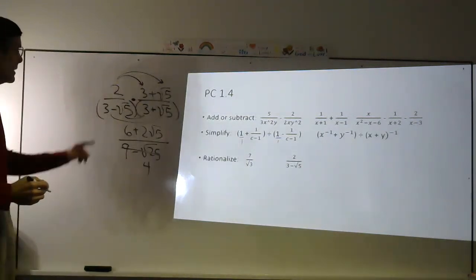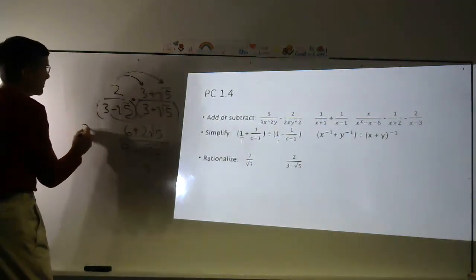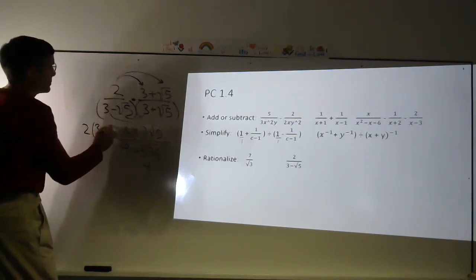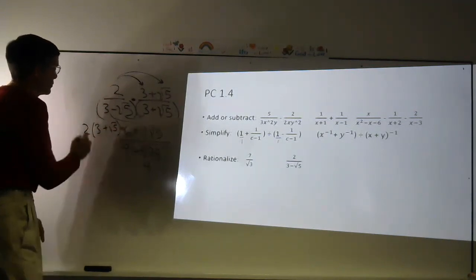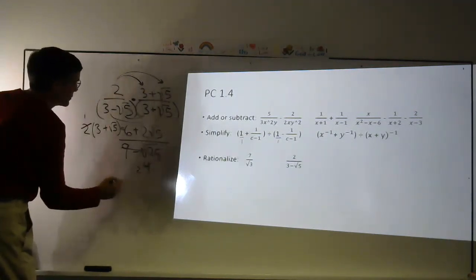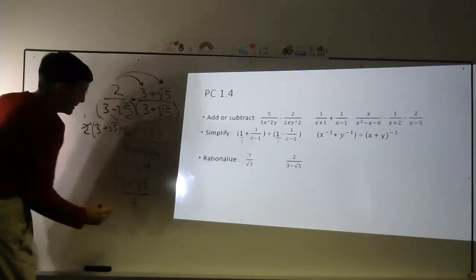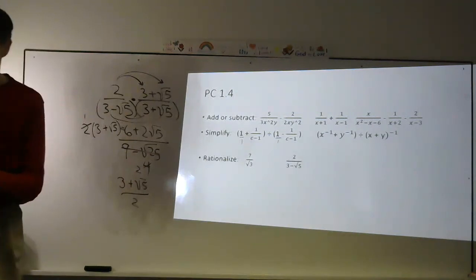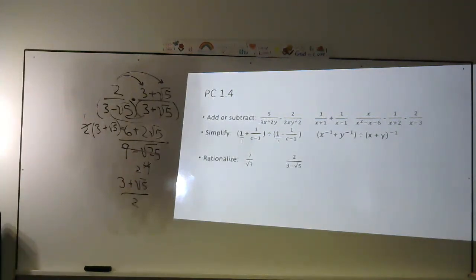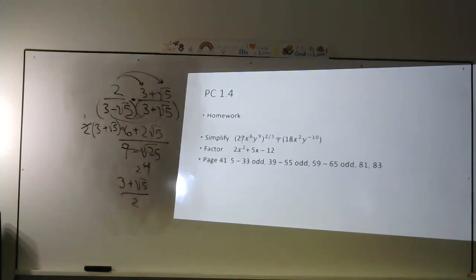Okay? Can I take a 2 out on the top? 3 plus root 5 if you factor out a 2. And now you can cancel. Final answer, 3 plus root 5, all over 2. Rationalizing the bottom. No root any longer on the bottom.